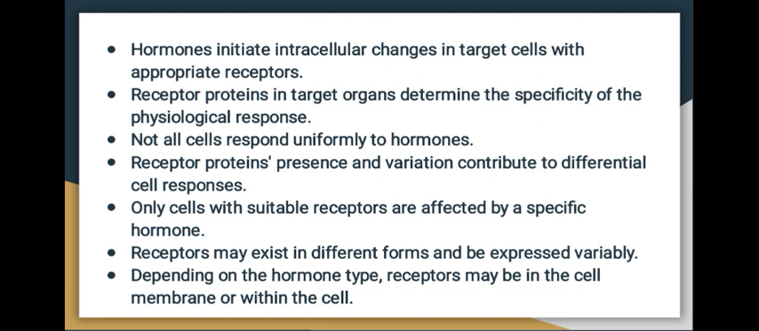Only cells with suitable receptors are affected by a specific hormone. There is some sort of specificity between these cells and their suitable receptors for a particular hormone. So receptors may exist in different forms and are expressed variably. And depending on the hormone type, receptors may be in the cell membrane or within the cell.